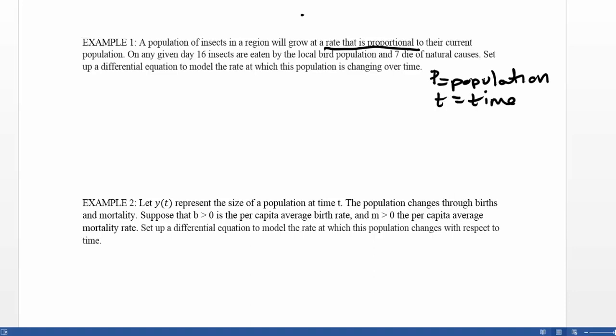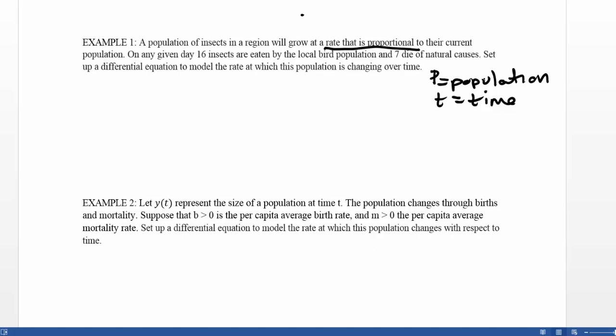Now, if you're asked to set up a differential equation with no variables given, you can use whatever you want, but I strongly suggest that you use things that help you understand what they represent or help the reader understand. So again, we are trying to relate the derivative to the original function. The original function here is going to be population, because population is the dependent variable between the population variable and the time variable. Time is what's varying, and so therefore it's independent.